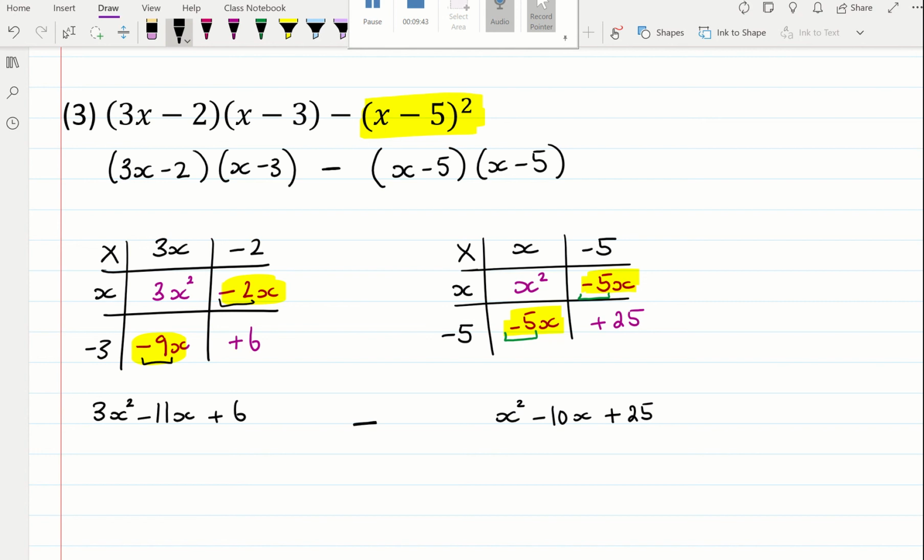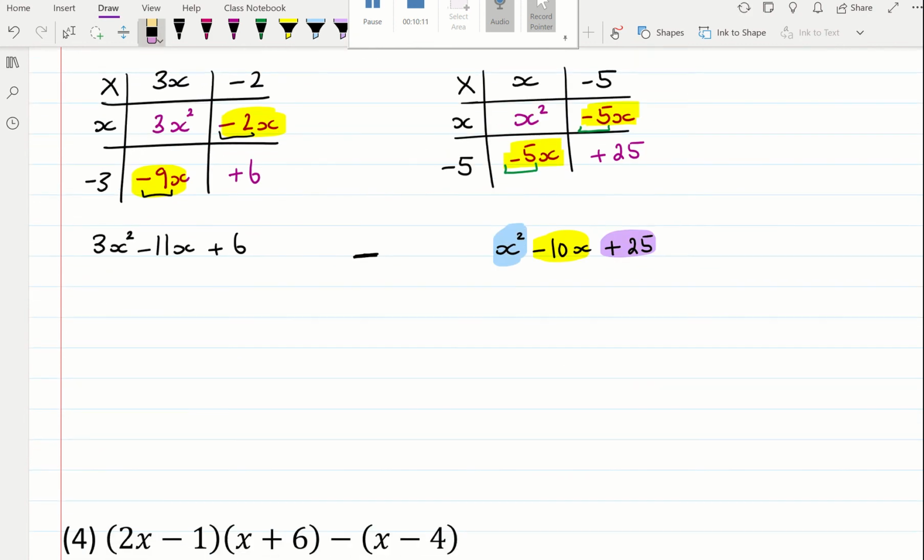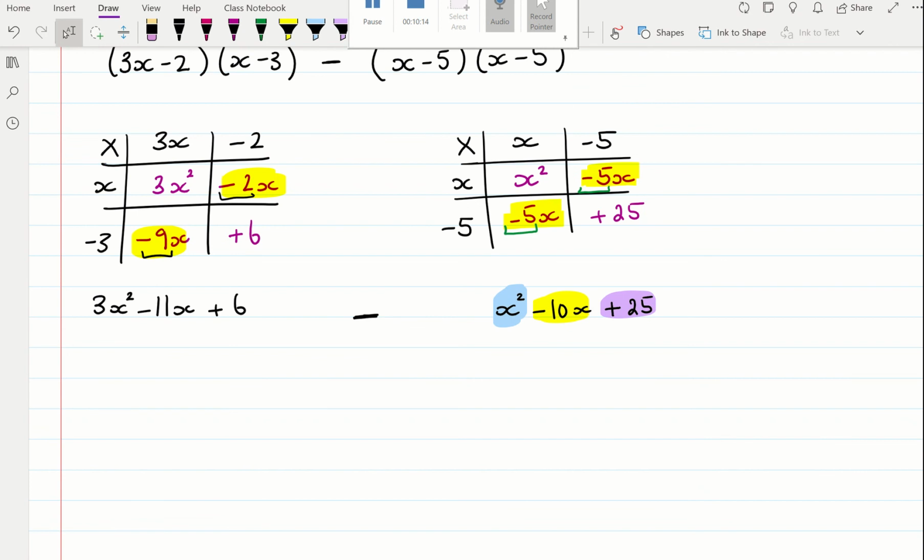Now I have a minus in the middle, which means that everything is being subtracted. The x squared is being subtracted. The minus 10x is being subtracted. So this really means a minus minus 10. And then, of course, the 25 is also being subtracted. I prefer to put them underneath each other like a column addition or subtraction, because I think it makes you see the signs more clearly.